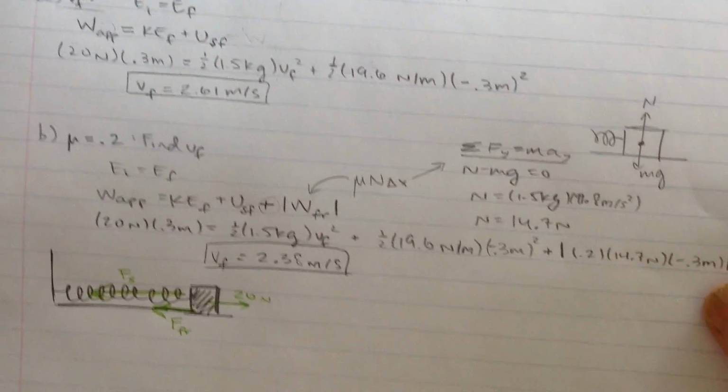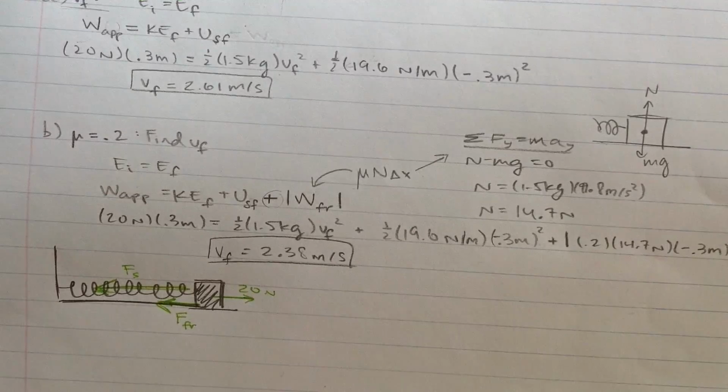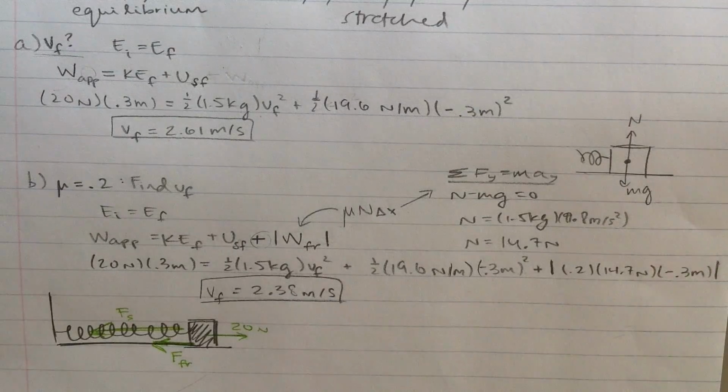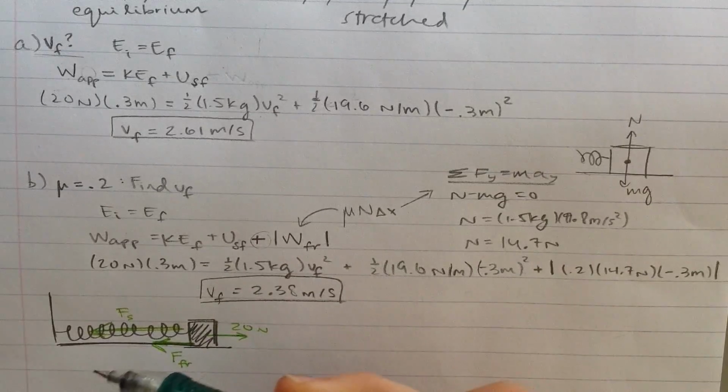Now for part B, we want to find the final velocity after it's been stretched 0.3 meters, given that there is kinetic friction between the block and the tabletop. So these are all our forces acting on the block at this time. We have the force of the spring pulling this way, and then now we have friction pulling this way, and the applied force still pulling this way.